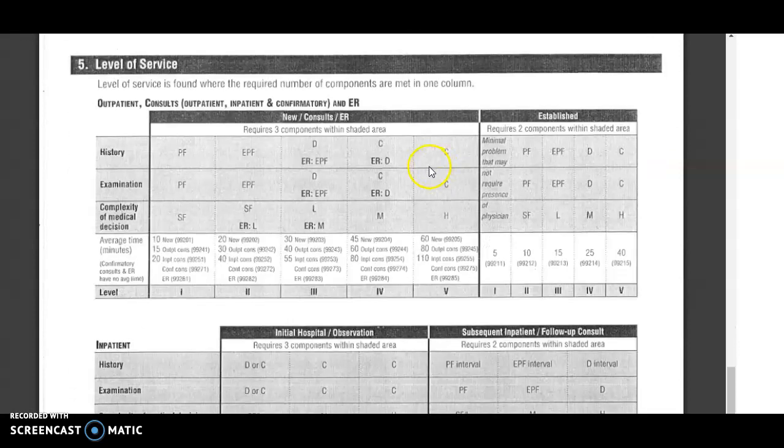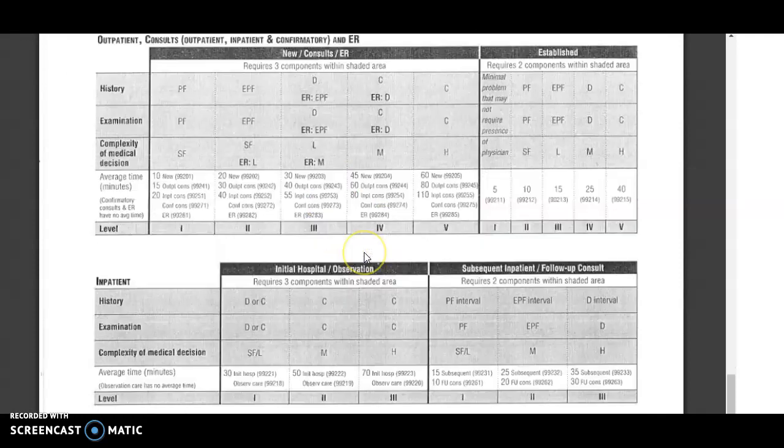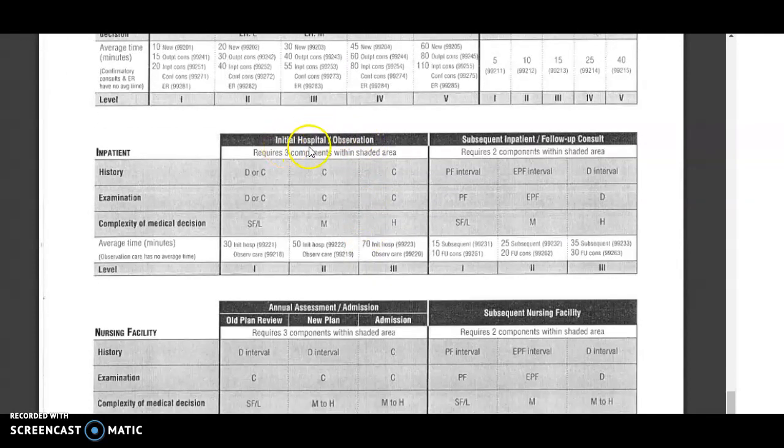Level of service. If I look at case 120, this is observation, so I have to make sure I'm in the right area. First of all, you find it in your CPT book. Otherwise, right here too, I have initial hospital observation. So I'm looking at the codes 99218, 99219, or 99220. And look at what it tells me: requires 3 components within a shaded area.